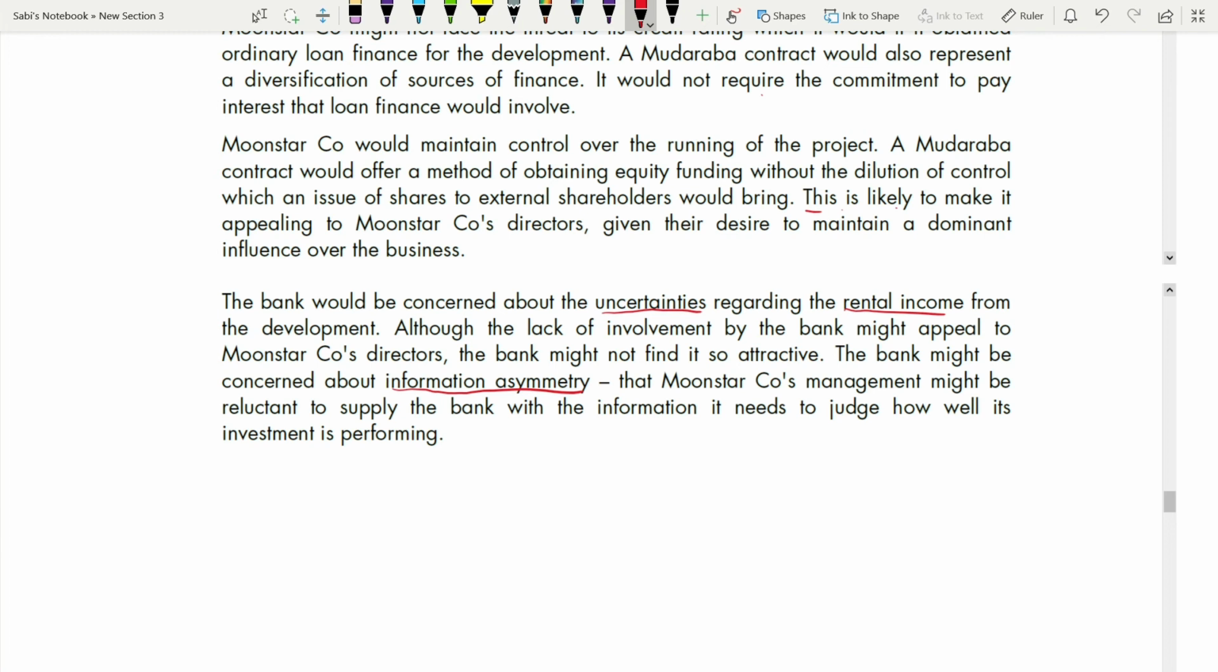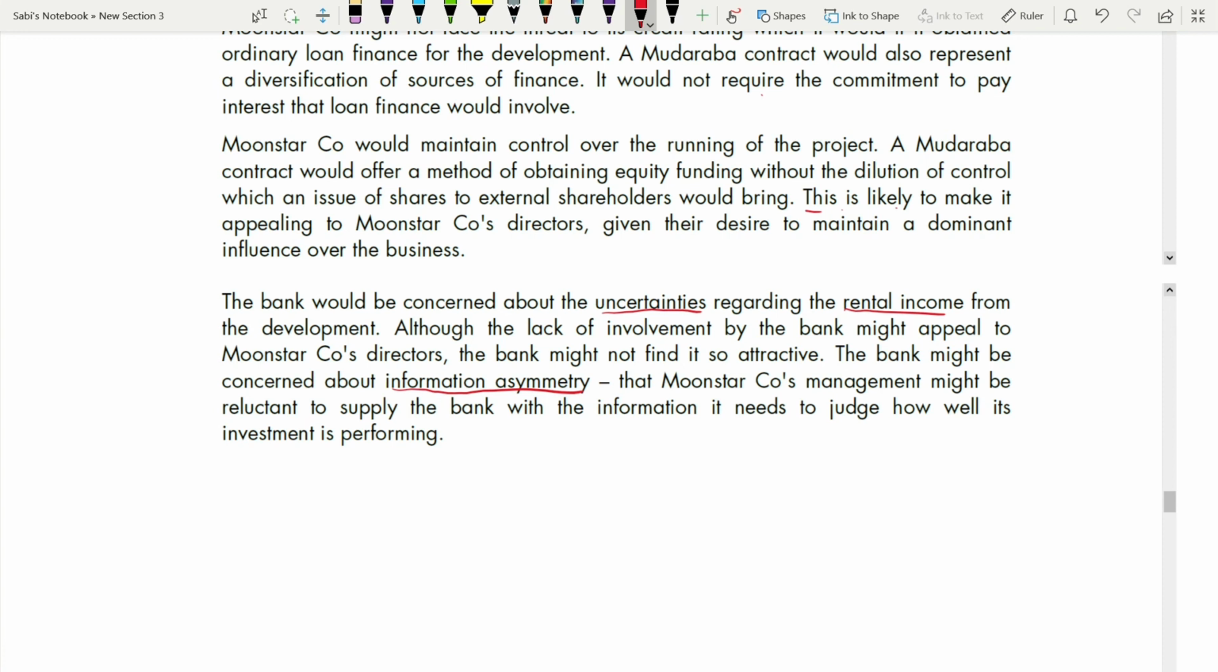Whereas on the other hand, if you see Moonstar's directors, they are happy, right? Because if it's a loss, the bank is suffering. And also the bank is not interfering in the operation of the company. How you manage and run the company is totally with the company. And also there will be no dilution of control of the company. The bank is not going to take control of the company. It is with Moonstar only. So these are some of the features of a Mudaraba contract.